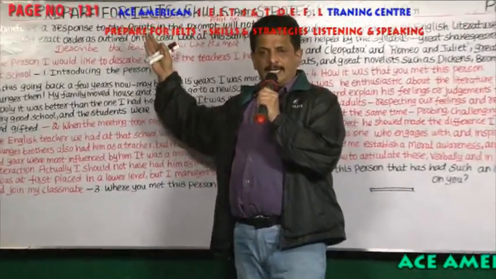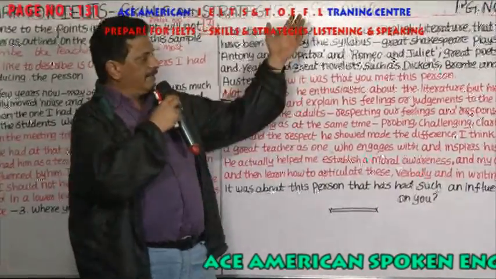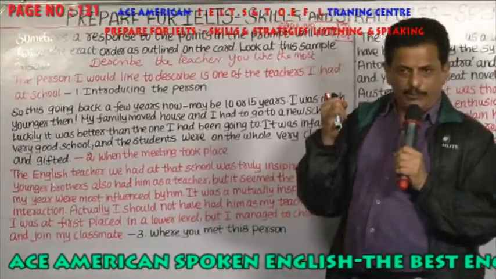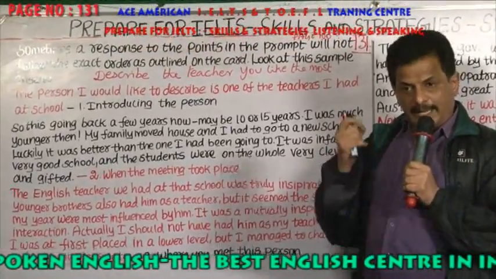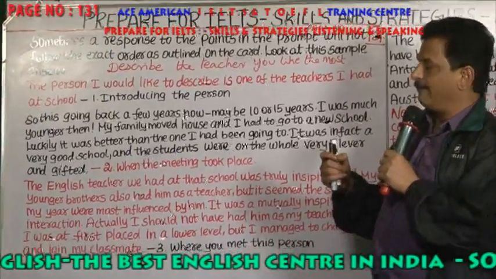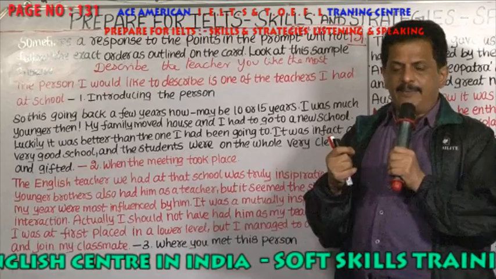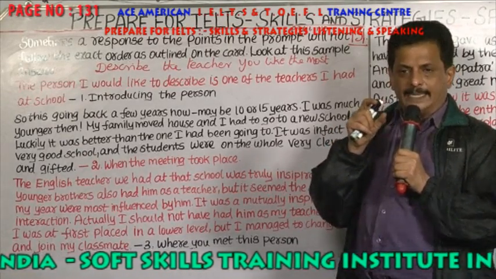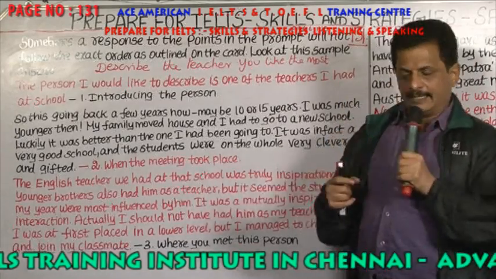Prepare for IELTS, the skills and strategies for speaking, page number 131. Reading, writing, listening and speaking, each 9 marks. Speaking has 3 parts. The first part is the icebreaking session, where the examiner expects you to give short responses. But in part 2 and part 3 you are supposed to give lengthier responses.